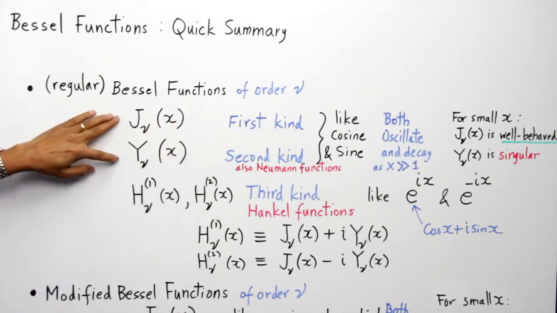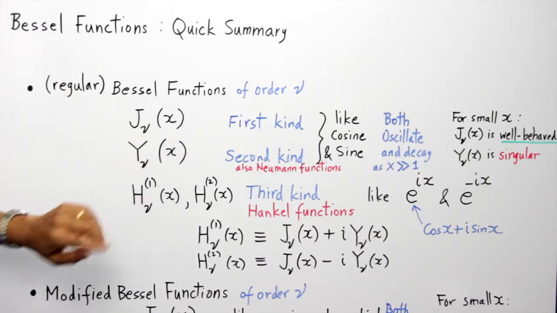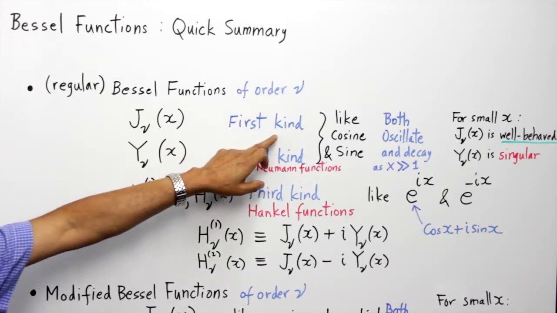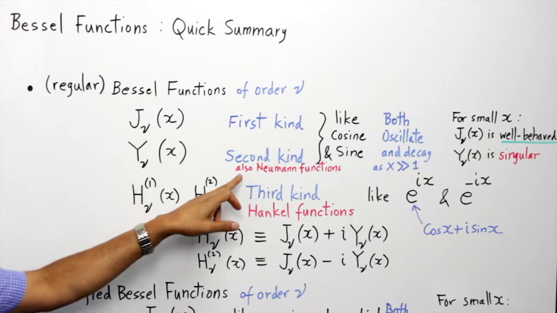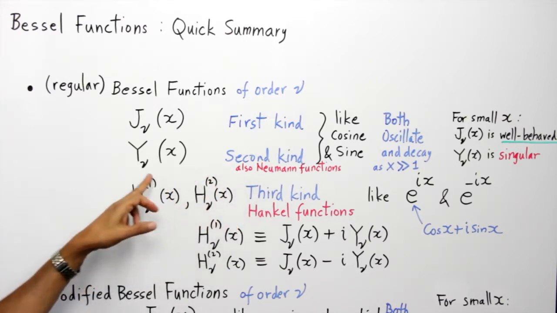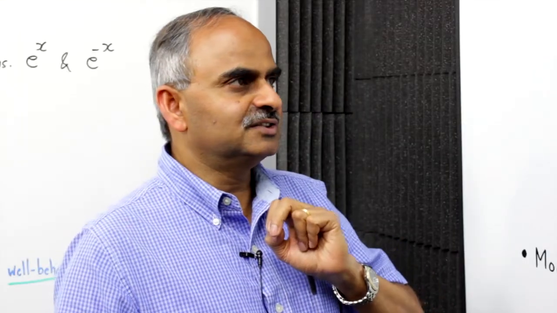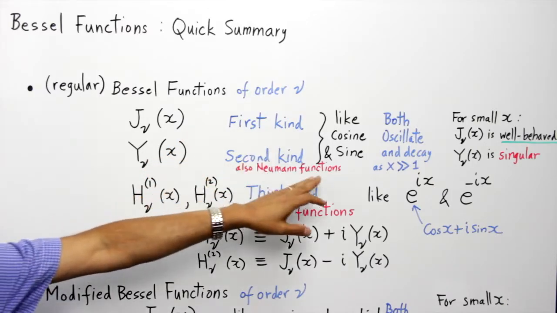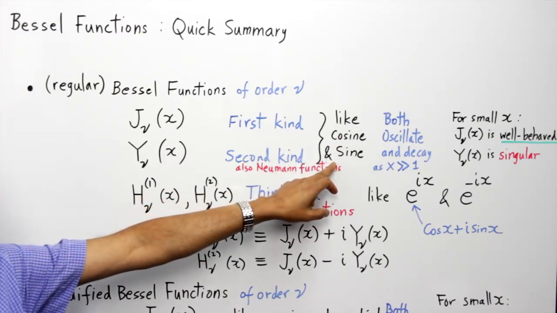And they are going to be denoted by these symbols J nu of x and Y nu of x. The Bessel function of the first kind is J nu, and the Bessel function of the second kind, which is also called the Neumann function, is represented by the symbol capital Y nu as a function of x. Now both J nu and Y nu are oscillatory functions. They are cousins of cosine and sine functions.